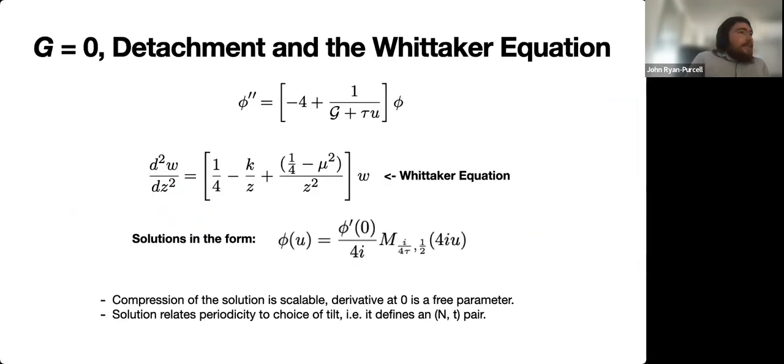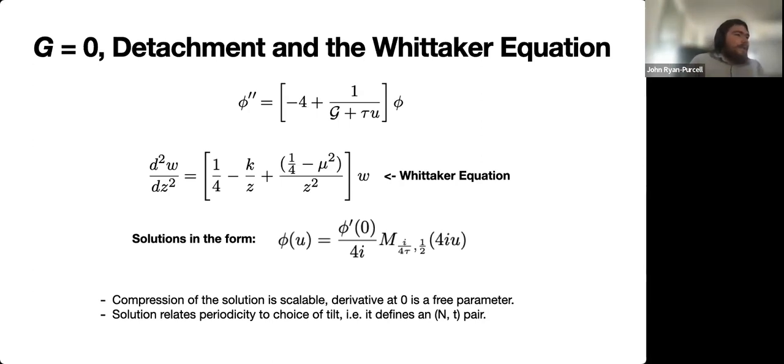Then finally, for the case of G equals 0, so this is where the compressive force exerted by the top wall goes to 0, we notice that the equation reduces to a version of the Whittaker equation. The solution I show you here includes the special Whittaker function M, but again, it's not so important to understand the details of that. I just wanted to point out a few notes about it, which is that the compression of this solution is scalable because the derivative phi prime of 0 is a free parameter in this result. So the Whittaker equation holds for any value of compression there.